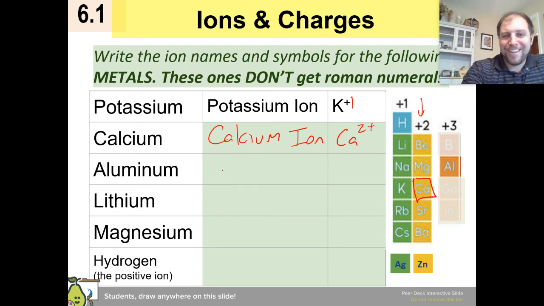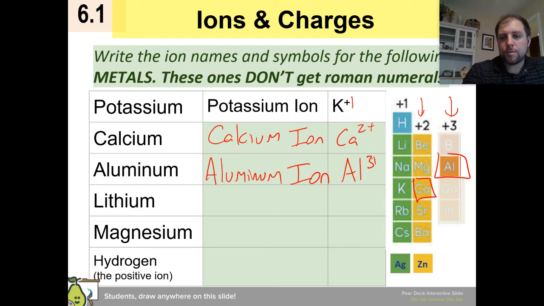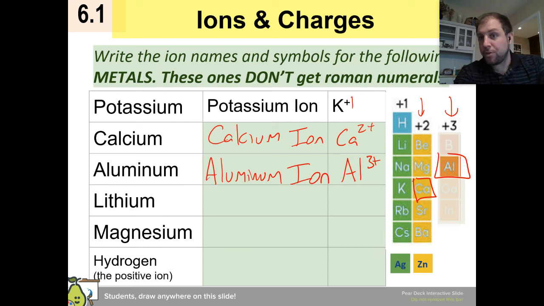Aluminum is just aluminum ion, Al 3+. How do I know? Because I had a picture right here that showed me. How did I really know? Because I've memorized it, because I've been doing this for the better part of a decade. How are you going to know? Find a picture in your notes.